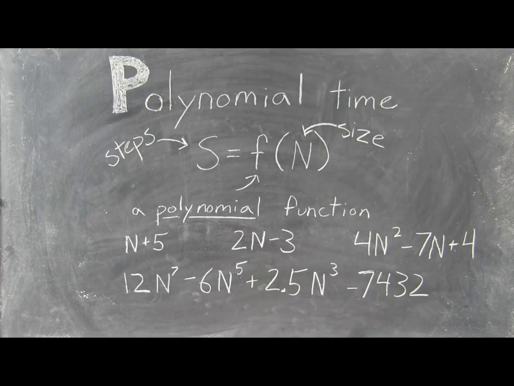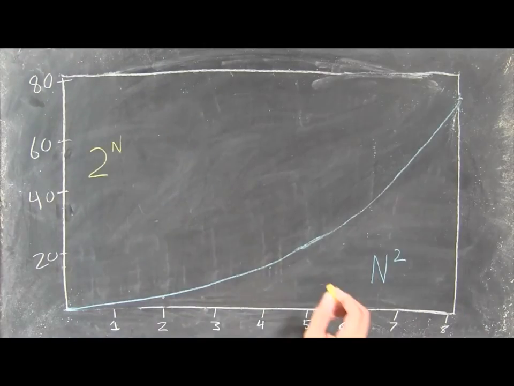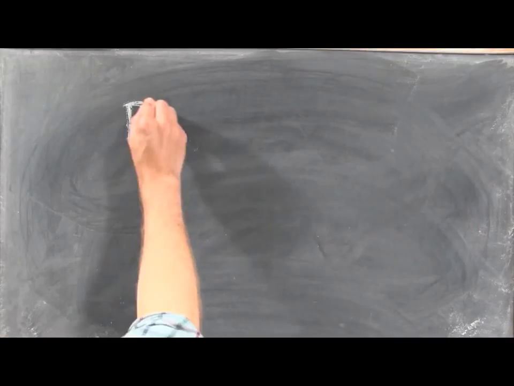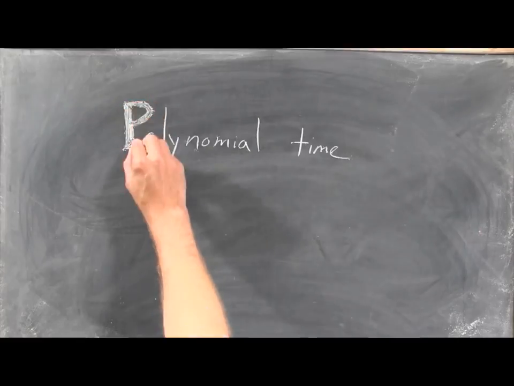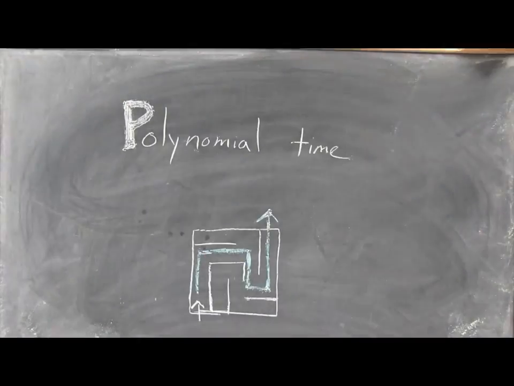But importantly, they're not exponential functions, like 2 to the power of n, which gets to be a ton of steps really fast as n goes up, a lot quicker than n to the power of 2. So that's P. It's problems like mazes and multiplication, where the number of steps required isn't that bad compared to the size of the problem.